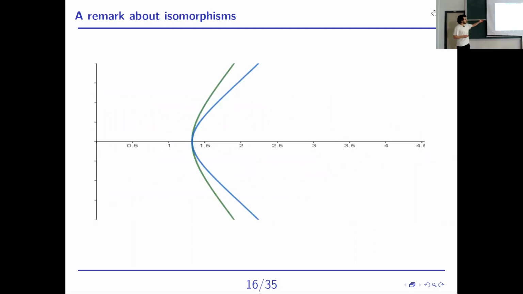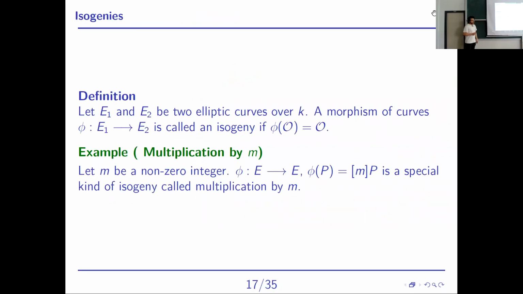Here's E1 and E2 drawn on a graph. This is why considering elliptic curves with isomorphisms is not very interesting, because we already know the explicit formulas of isomorphisms, and if they have the same j-invariant, they are isomorphic over the algebraic closure. It's not very interesting. That's why we consider isogeny maps.